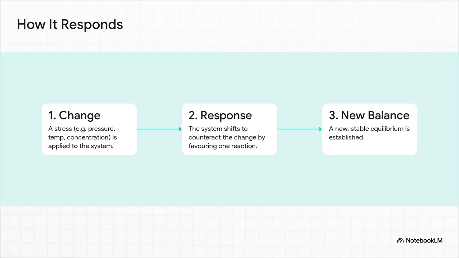You can really boil it down to a simple three-step dance. First, you introduce a change, the stress. Second, the system responds. It shifts to counteract that stress. And third, it doesn't go back to where it was, but it finds a new balancing point, a new equilibrium.